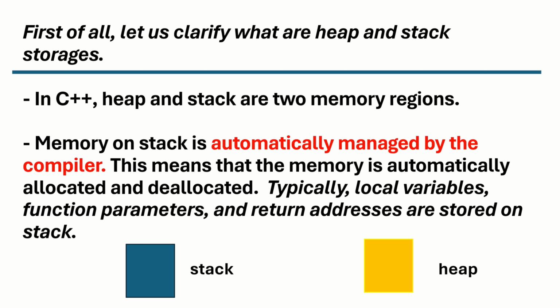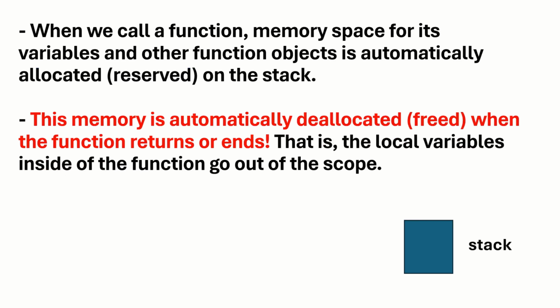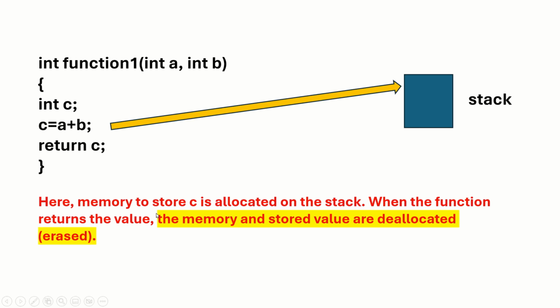Typically, local variables, function parameters, and return addresses are stored on a stack. When we call a function, memory space for its variables and other function objects is automatically allocated or reserved on the stack. This memory is automatically deallocated or freed when the function returns or ends. That is, the local variables inside of the function go out of scope. And this is what happened in the previous example.